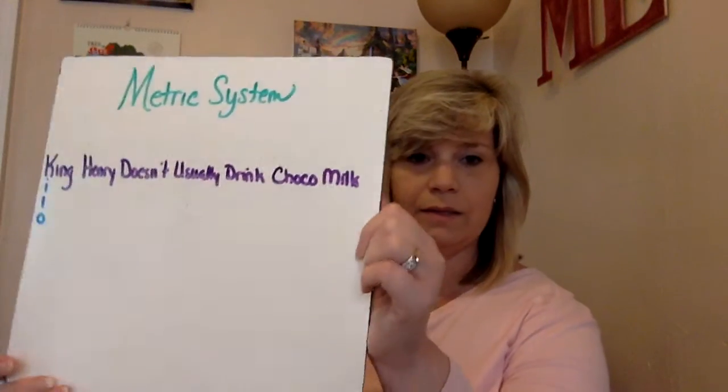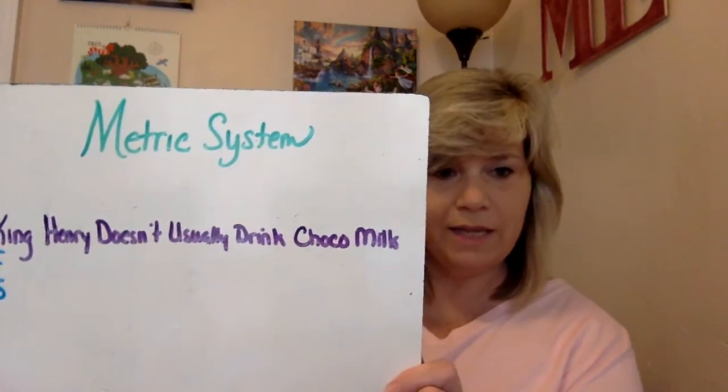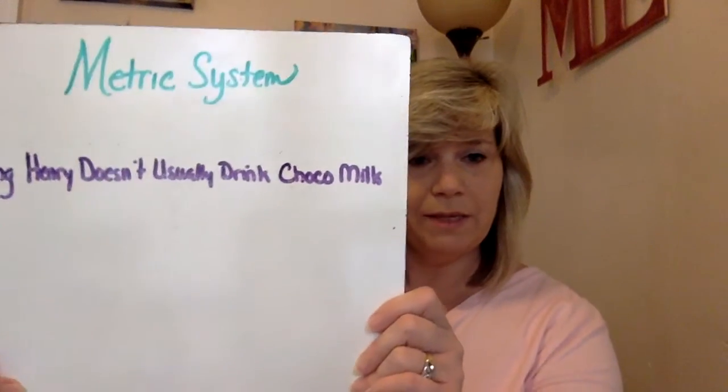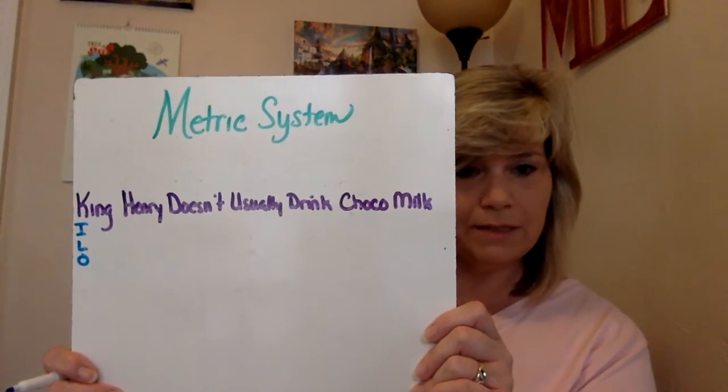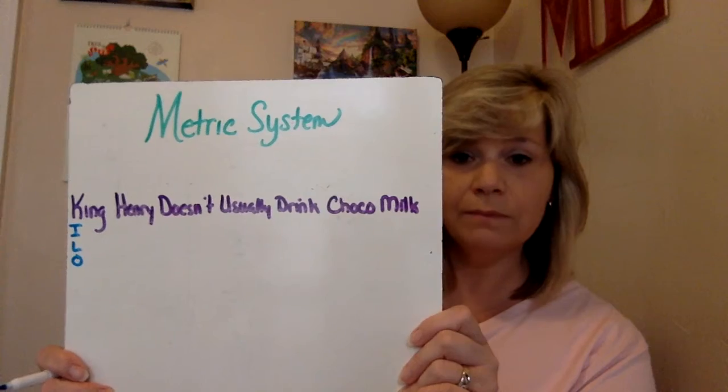Now I'm going to put K-I-L-O. See what I did there? You can even make those all capital letters, and I think I'm going to do that because sometimes the I's and the L's are hard to see. So K-I-L-O for kilo, okay? See how I did that? That's our first prefix. That's the biggest in the metric system, okay?